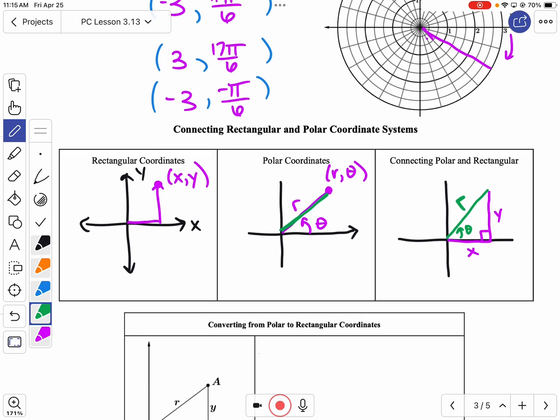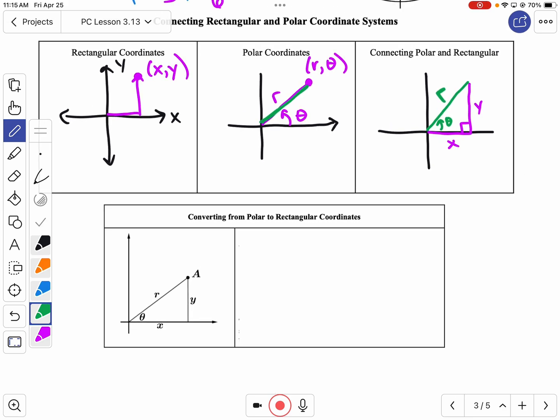Now, from the right triangle, let's put a little trig in there. We know, or we can find, cosine of theta. How do I find cosine? Adjacent over hypotenuse. So x over r. All right. Can we solve for x? What would I have to do to get x by itself? Multiply by r. So x is the same thing as r cosine theta.